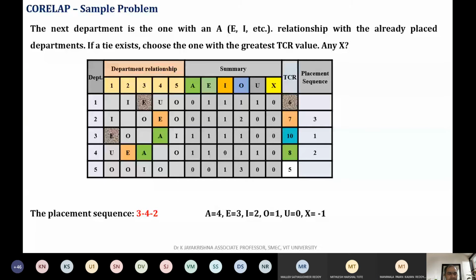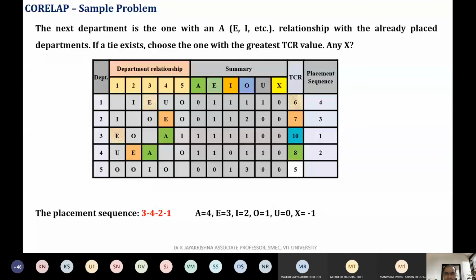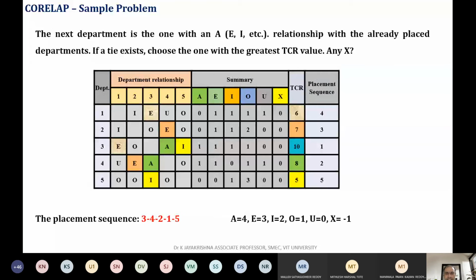1, because it shares a very good relationship with the third department. So I'm going to place the first department as the next, the fourth department. Now automatically the left out department is only the fifth department. There is no need for any comparison here, by relationship or by TCR value, because it is the only department left out. So I'm going to allocate the fifth department. Done. So now the placement sequence is done, sir. Is that clear to you now?